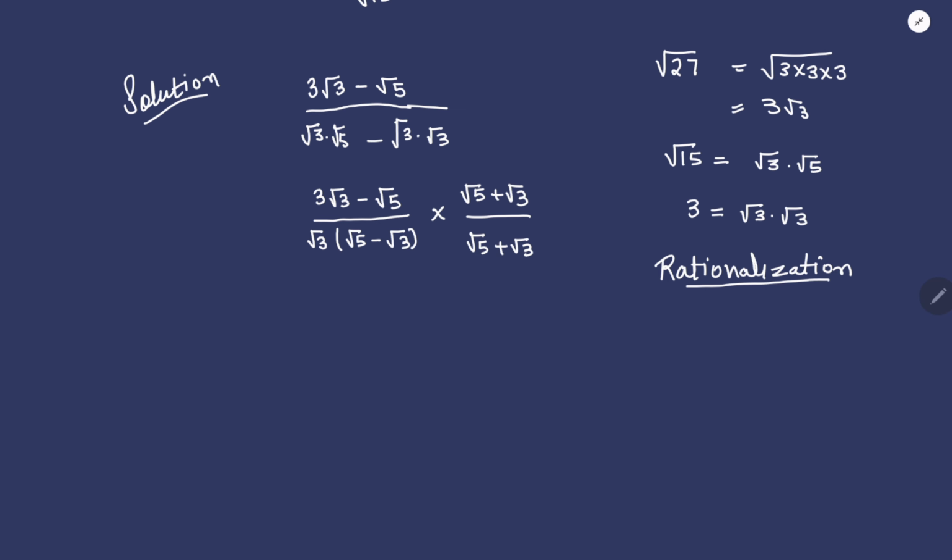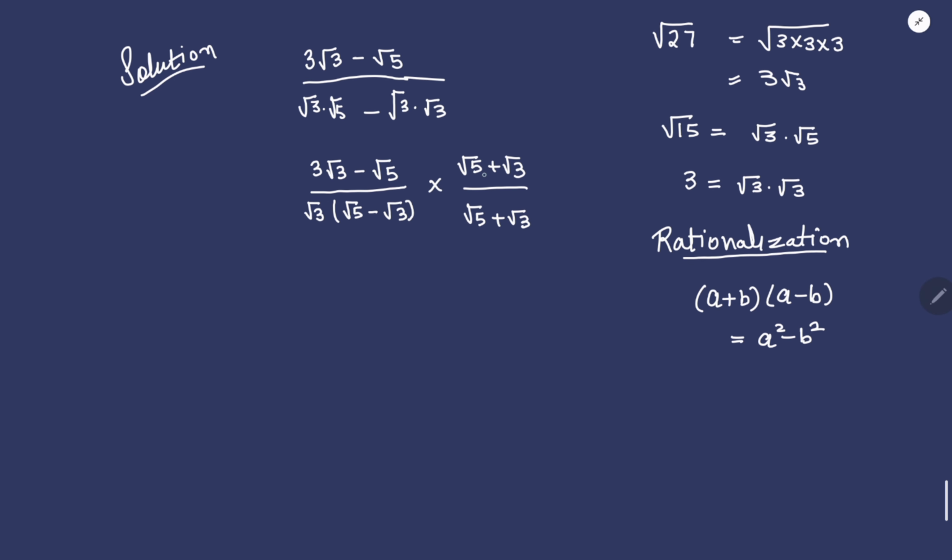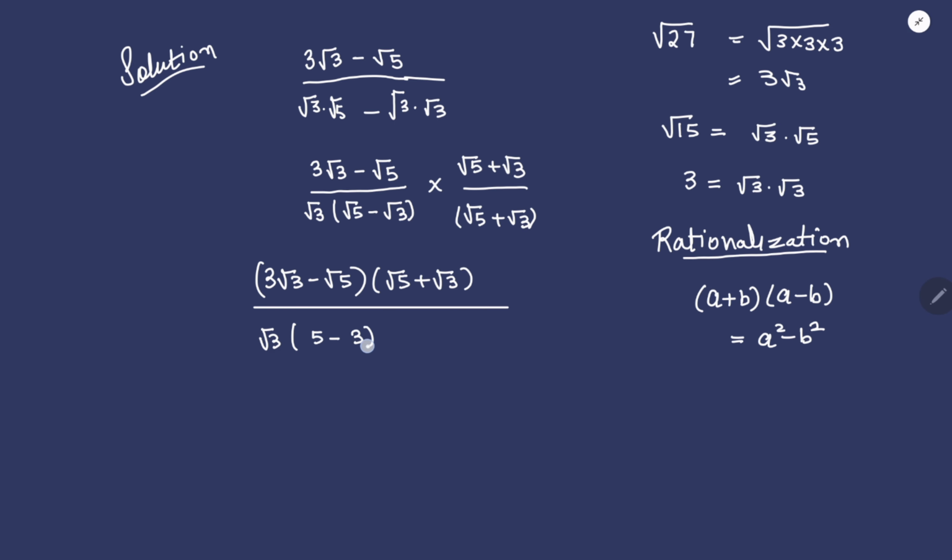Okay, and why do we do this? Because of this identity, that (a + b)(a − b) can be written as a² − b². Now if you see the numerator, in the numerator we will multiply these surds. How? I will write 3√3 minus √5 multiplied by √5 plus √3, over √3. This is a minus b, a plus b. It will become a square minus b square.